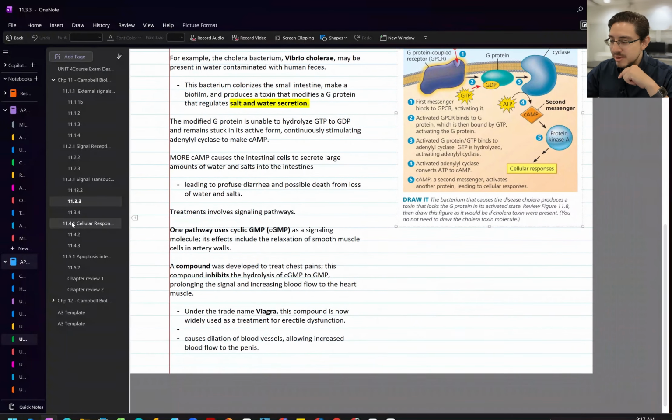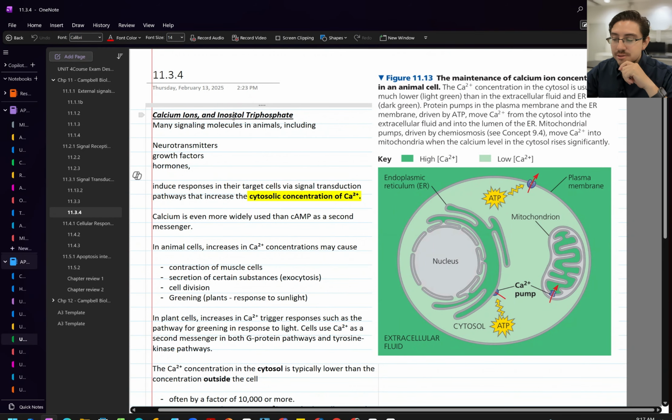Another important molecule, a second messenger, is calcium ions and inositol triphosphate. What is this? Let's talk about it. So these are signaling molecules, right? Many signaling molecules are needed within mammalian systems to carry out neurotransmission, growth factors, hormone regulation, and so forth. All these processes involve a certain concentration of calcium ions.